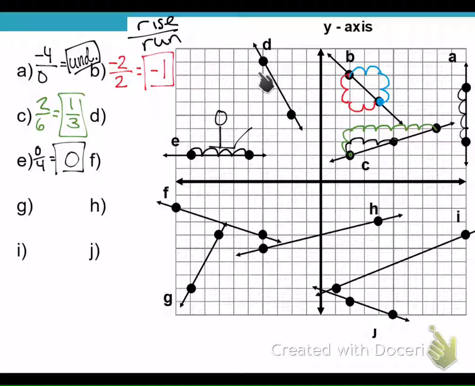D is right here. Again, I'm going to start at the point to the left. For my rise, am I going up or down? Down. 1, 2, 3, 4. If I go down, that's a negative. So negative 4 over, what's my run? Positive 2. What is negative 4 over positive 2? Negative 2. Good.